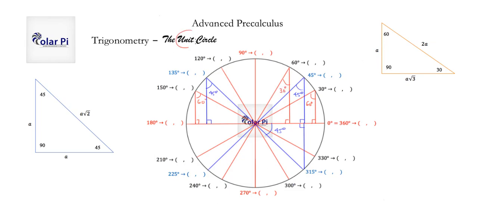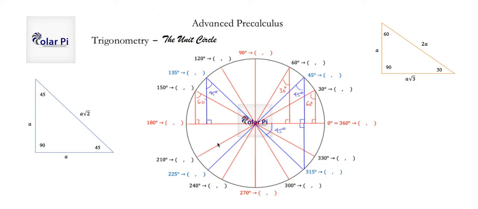And since we're on a unit circle, all of the reference triangles have a hypotenuse of 1, because the hypotenuse of every reference triangle we draw for all of these angles here is going to be the radius of the circle, and therefore, since our circle is a unit circle, all of the hypotenuses will be 1.